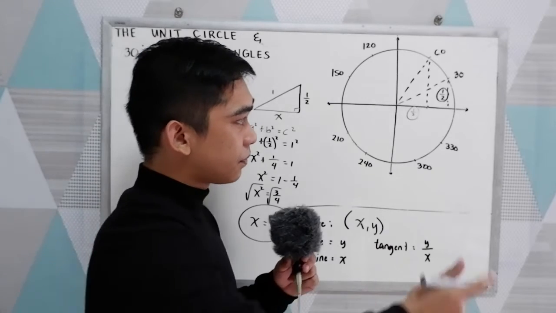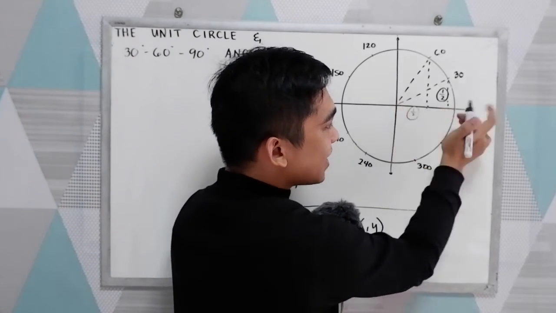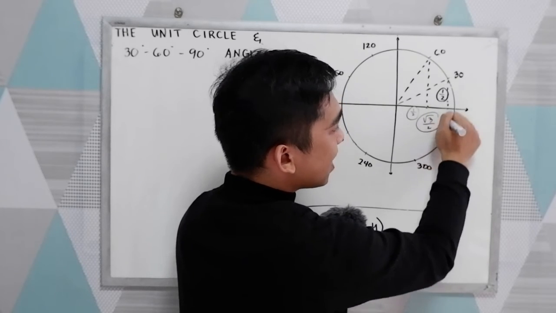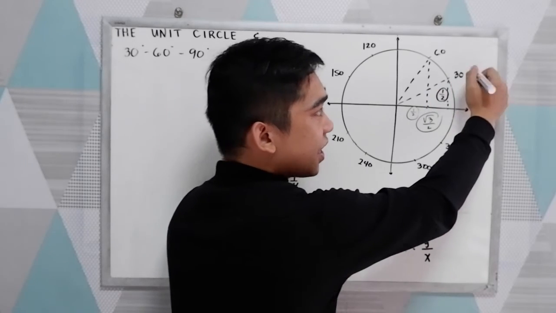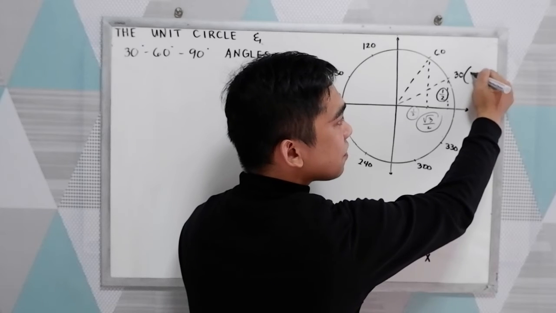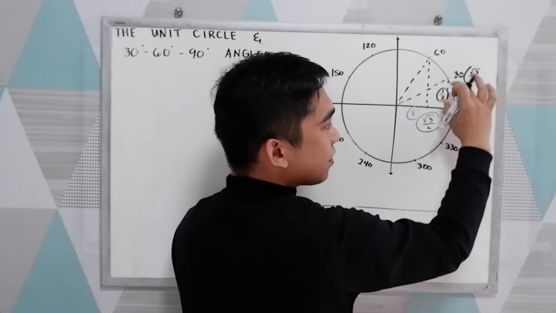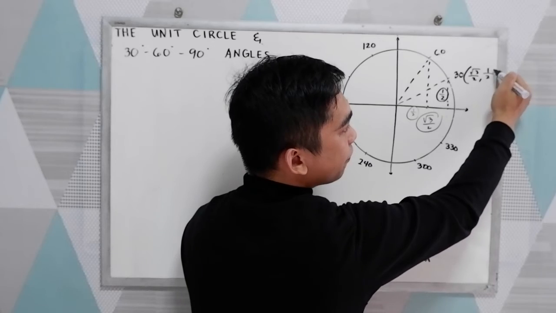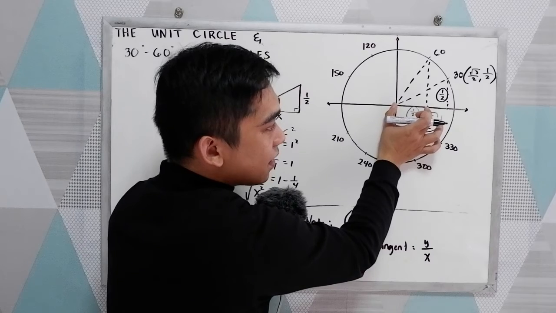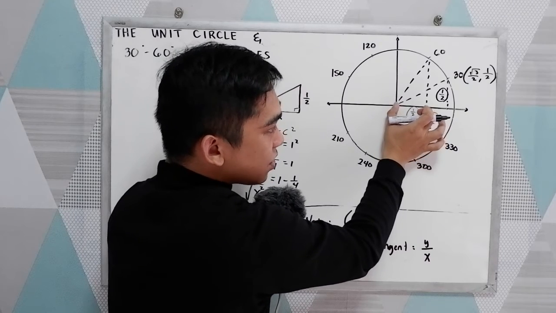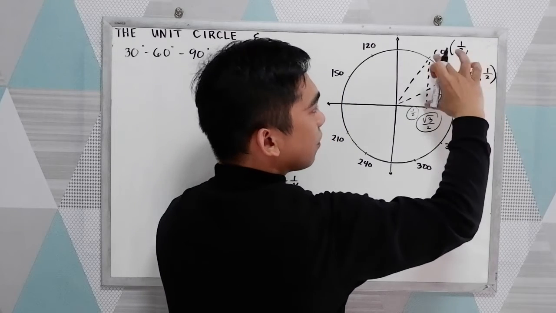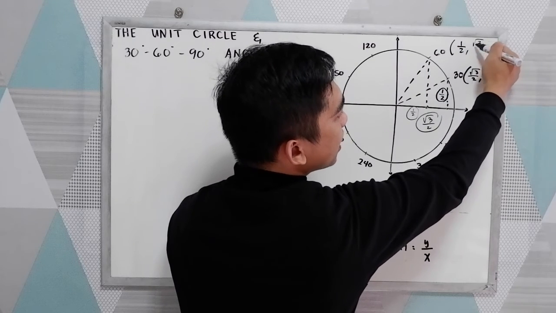That means the length of this side is square root of 3 over 2. Now, to get the coordinate here for the 30, we have positive square root of 3 over 2, and for y, we have 1/2. And for 60, notice that our x has the shortest side, so that is 1/2. And for y, square root of 3 over 2.